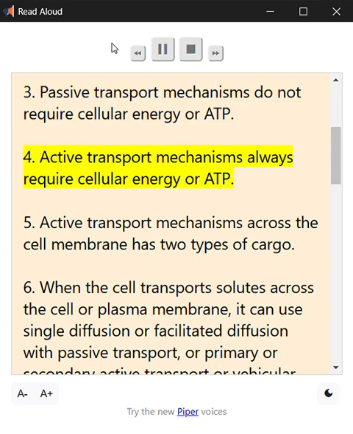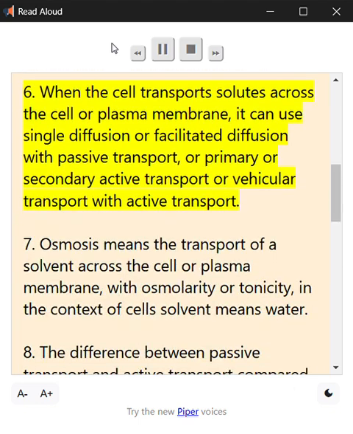4. Active transport mechanisms always require cellular energy or ATP. 5. Active transport mechanisms across the cell membrane have 2 types of cargo. 6. When the cell transports solutes across the cell or plasma membrane, it can use simple diffusion or facilitated diffusion with passive transport, or primary or secondary active transport or vesicular transport with active transport.